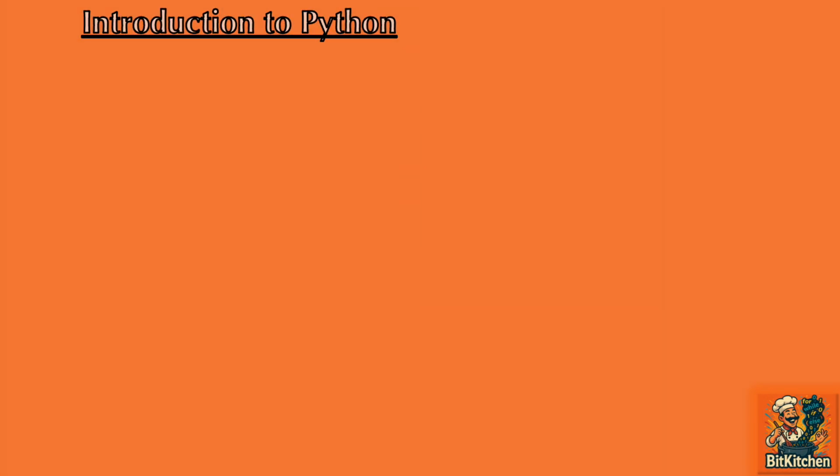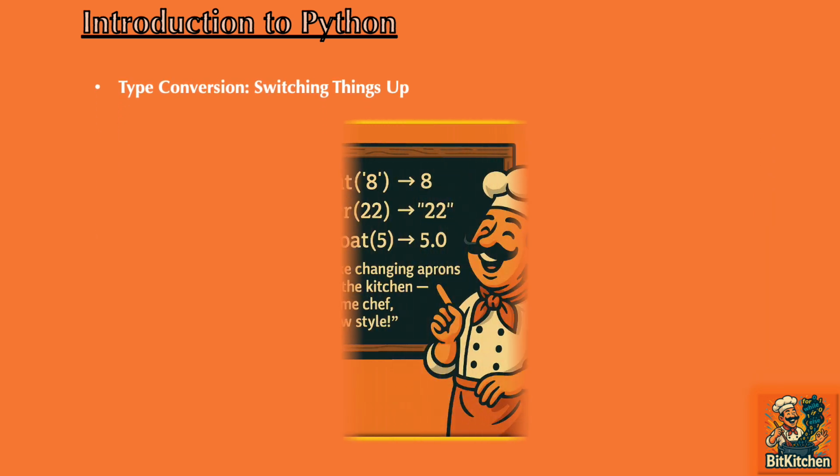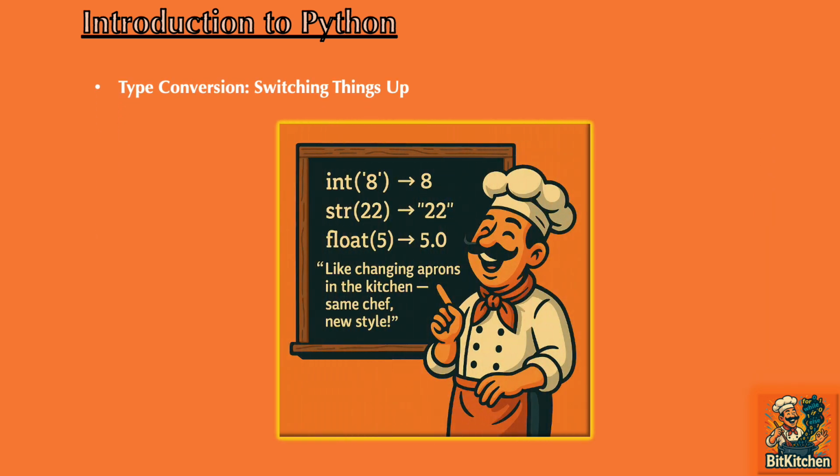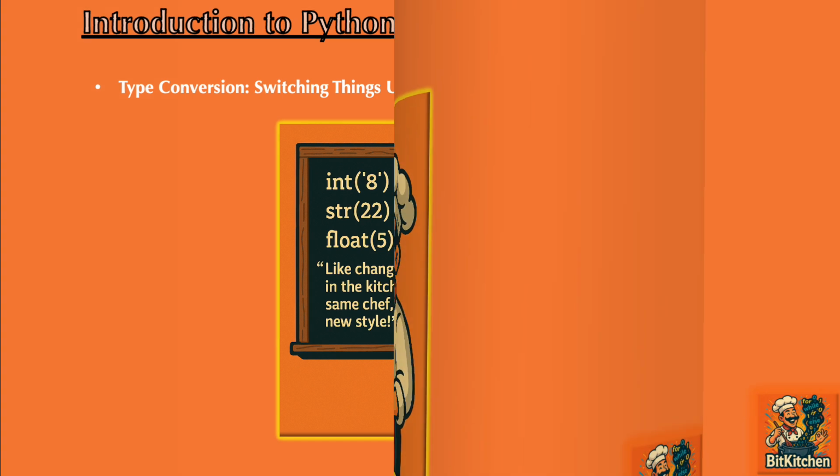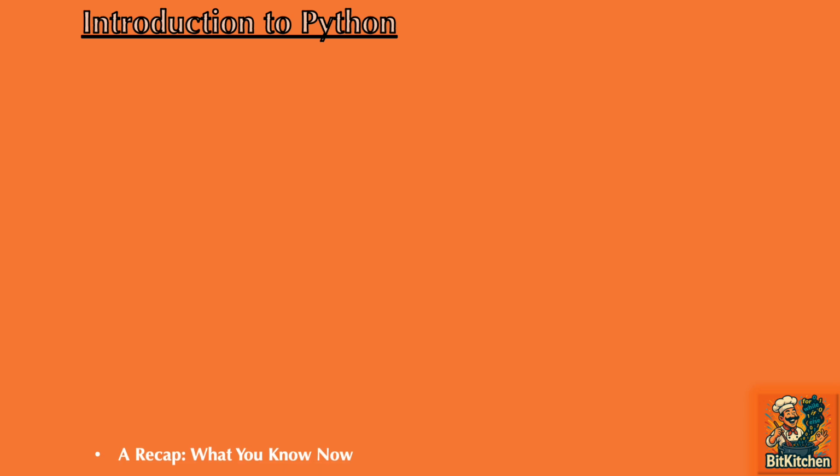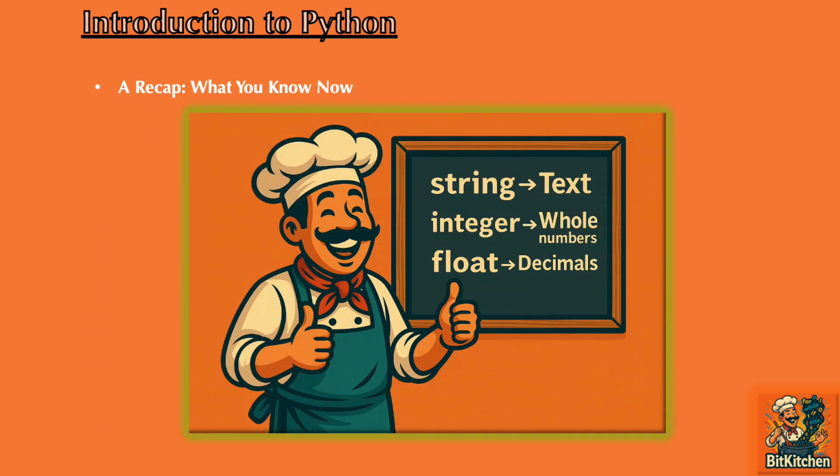In Python, you can switch between data types. That's called casting. Turn an integer into a string with str, a string into an integer with int, and more. It's like changing aprons in the kitchen. Same chef, new style. Now you've got your first taste of data types: string for text, integers for whole numbers, float for decimals.